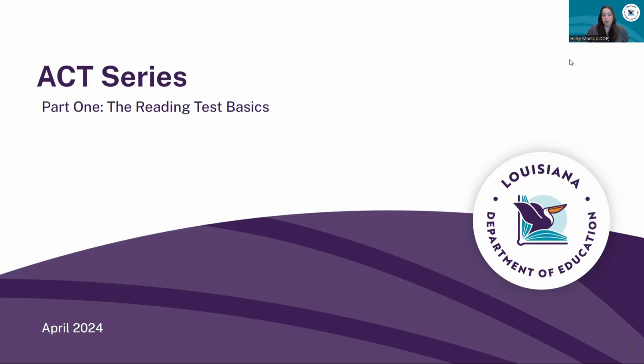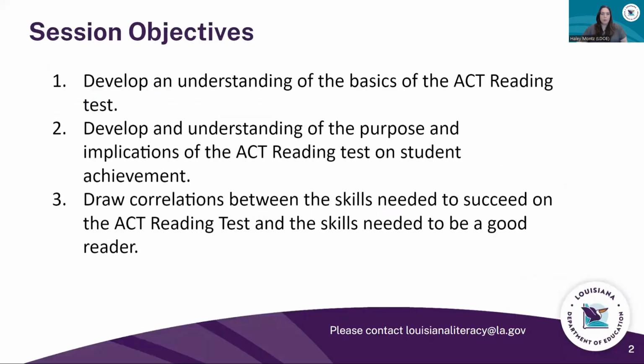This is going to be a four-part installment of a webinar that discusses the ACT English and reading portions of the ACT subtest. So to start off with, let's go over some of our objectives. We're going to develop an understanding for the basics of the ACT reading and English test. We're going to develop an understanding of the purpose and implications of the ACT reading test today, specifically on student achievement. And we're going to draw some correlations between the skills that are needed to be successful on the ACT reading test and the skills that good readers already possess. So thank you for taking your time for joining us today.